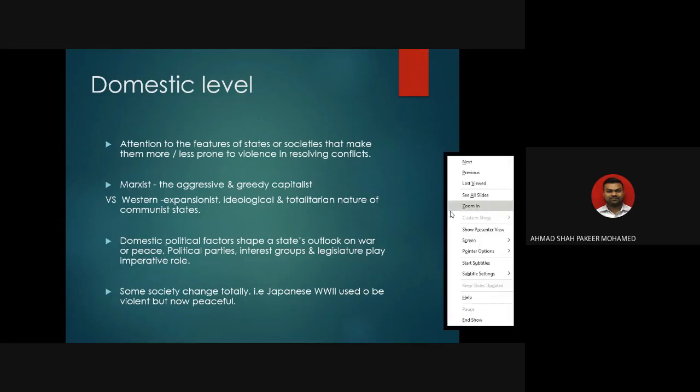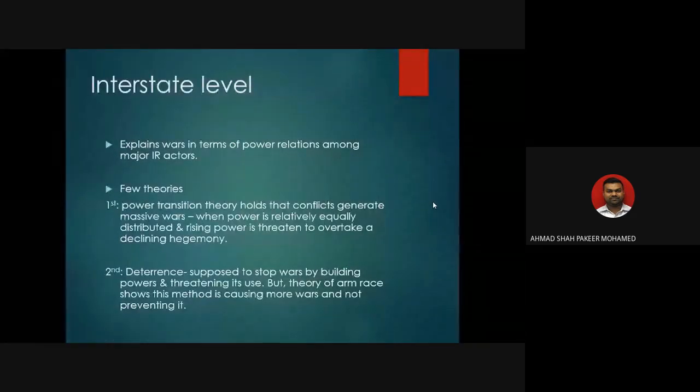Okay, next would be the interstate level. So explain war in terms of power. When we come to the interstate level, state with state, a bigger environment. So mainly external threats, external influence, explain war in terms of power relations among major actors. For example, power transition theory holds that conflict generates massive war when power is relatively equally distributed, and a rising power threatens to overtake a declining hegemony. For example, you can see what happened in the Cold War. So they wanted to create a balance of power, and the rising power actually threatened most of the states.